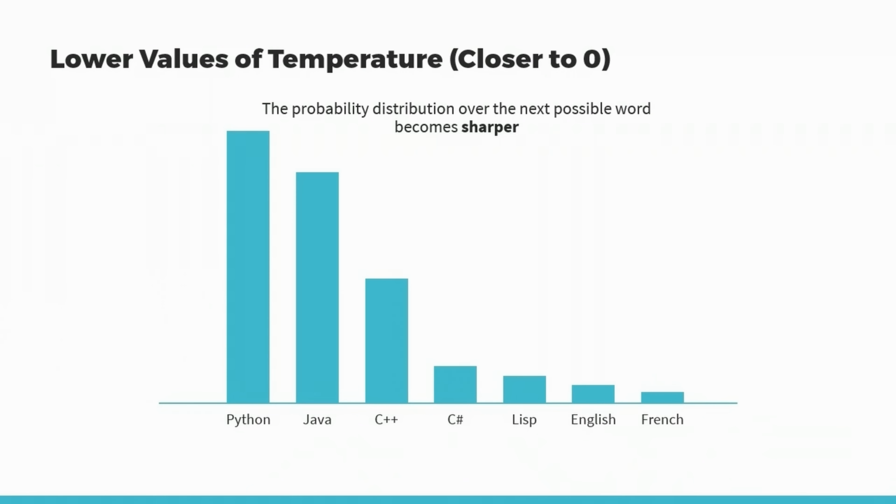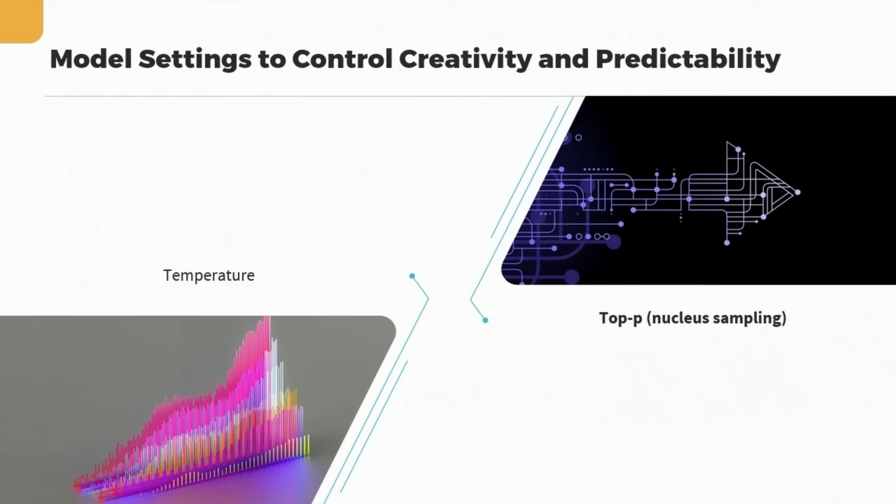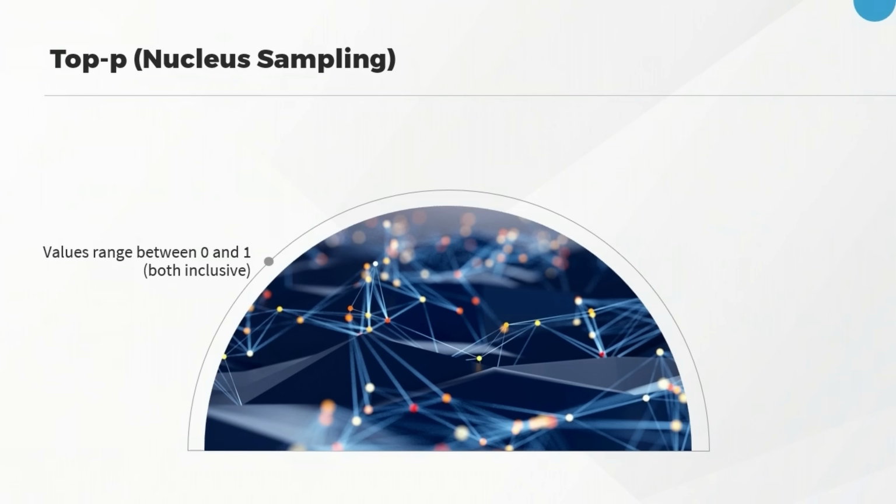Now that we've understood how temperature works, let's move on to another parameter to control creativity: top P sampling or nucleus sampling. Values for the top P parameter range between 0 and 1, both inclusive. This top P value is a dynamic cutoff threshold. Top P parameter controls diversity by dynamically selecting the smallest subset of tokens whose cumulative probability exceeds the threshold P.